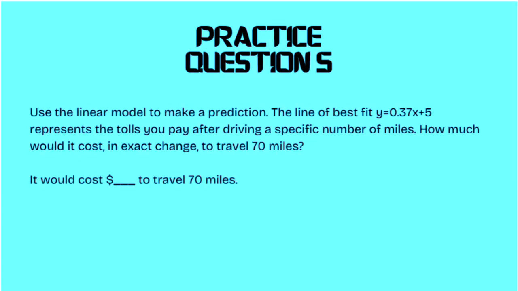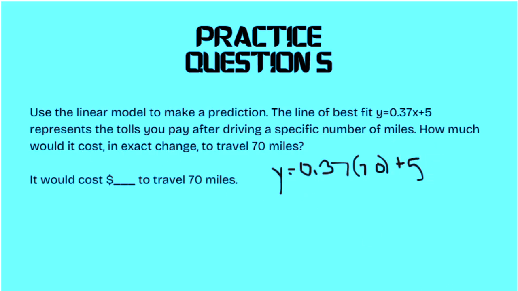Practice question number 5. Use the linear model to make a prediction. The line of best fit, y equals 0.37x plus 5, represents the tolls you pay after driving a specific number of miles. How much would it cost in exact change to travel 70 miles? Okay, so y equals 0.37 times 70 plus 5.